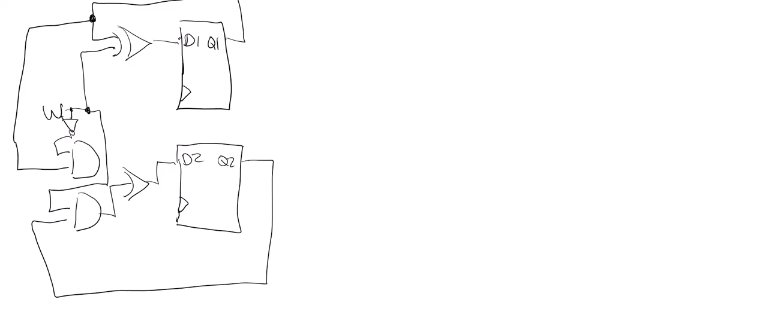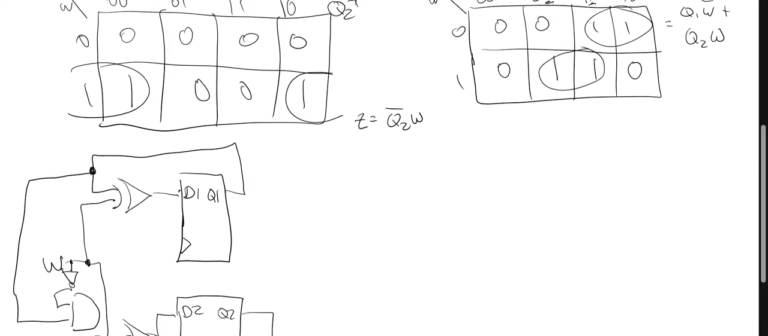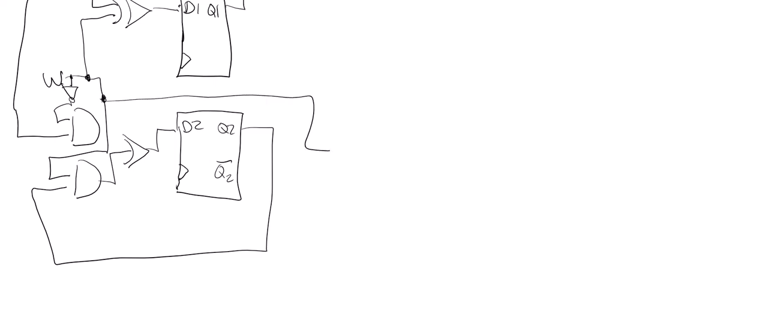And then it's the OR of those. And then Z was Q2 bar W. So here's W. Here's Q2 bar. And that will be Z.